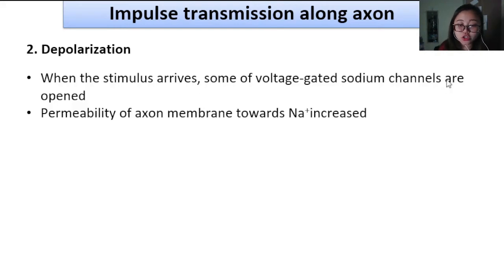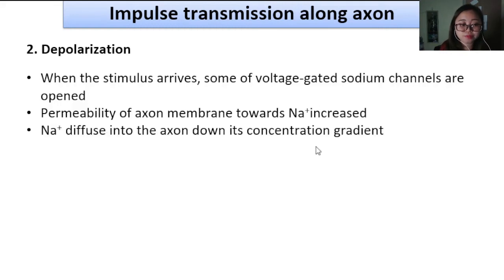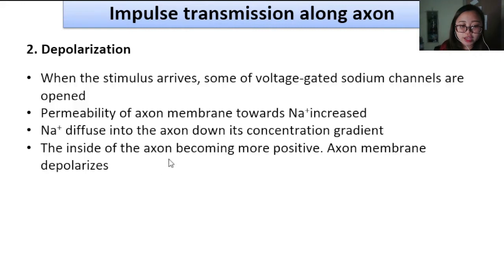Kalau voltage-gated sodium channel buka, maksudnya lebih banyak peluang dan lebih mudah untuk sodium ion Na+ masuk ke dalam sel. So Na+ will diffuse into the axon down its concentration gradient. The inside of the axon will become more positive and the axon membrane will depolarize. Kalau kita nampak depolarization, maksudnya dia akan terbalik. Kalau tadi negatif di dalam, positif di luar, semasa depolarization, dia akan macam berubah supaya dalam lebih positif, luar lebih negatif.